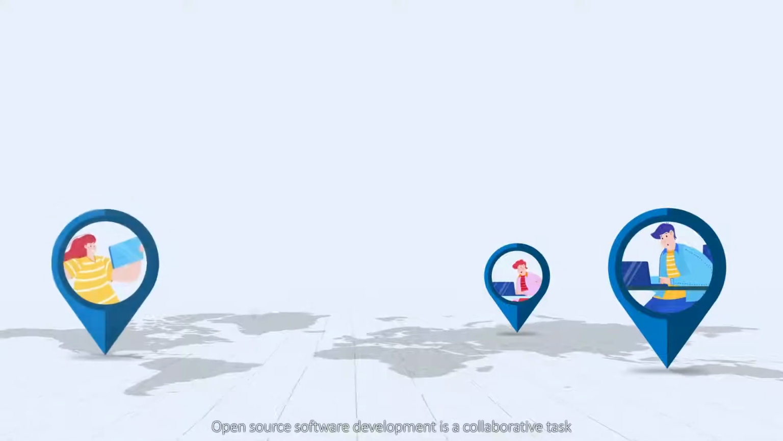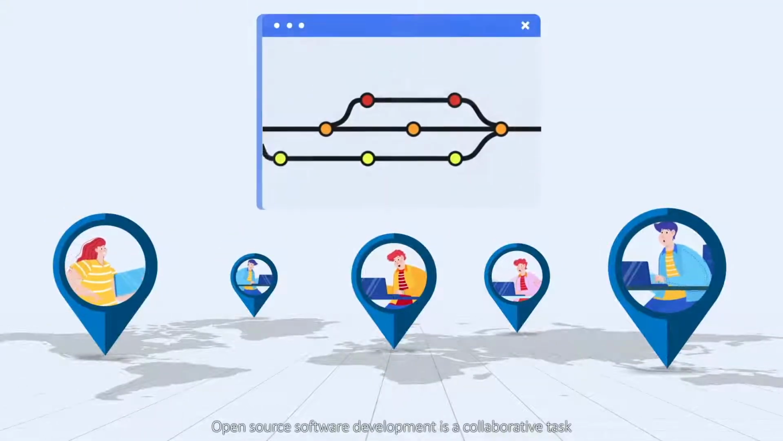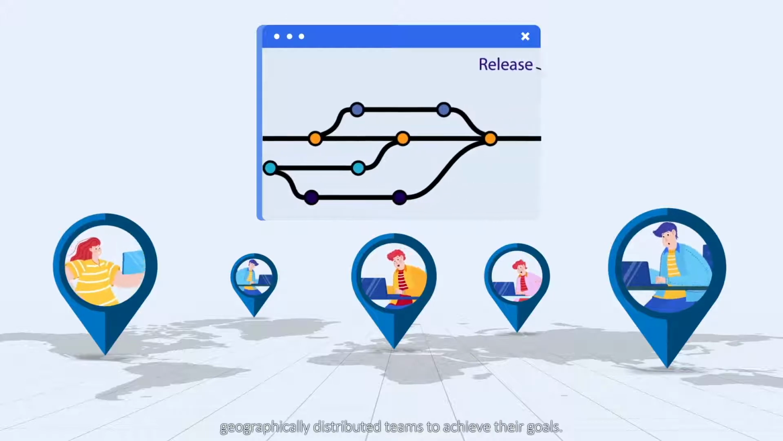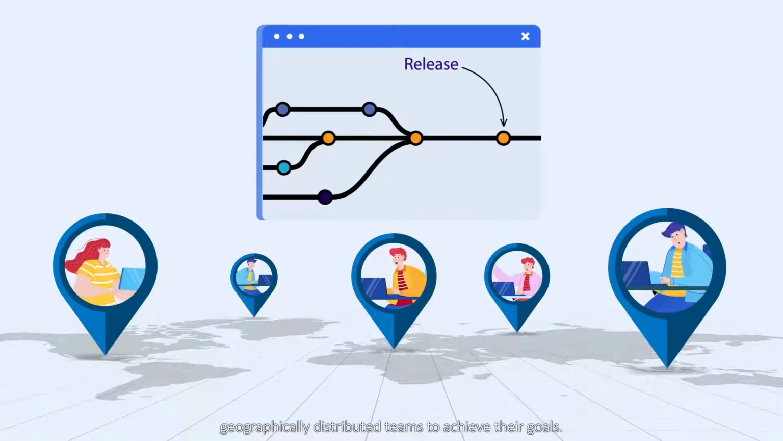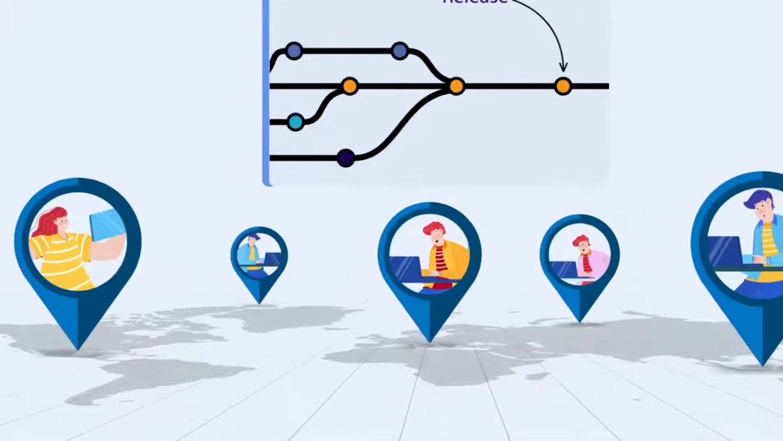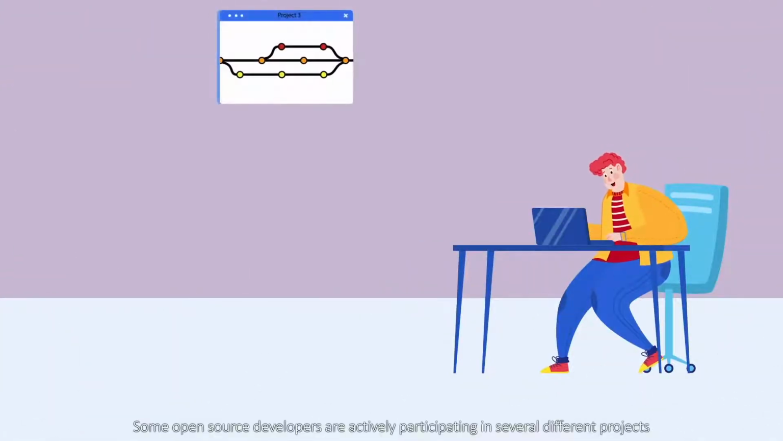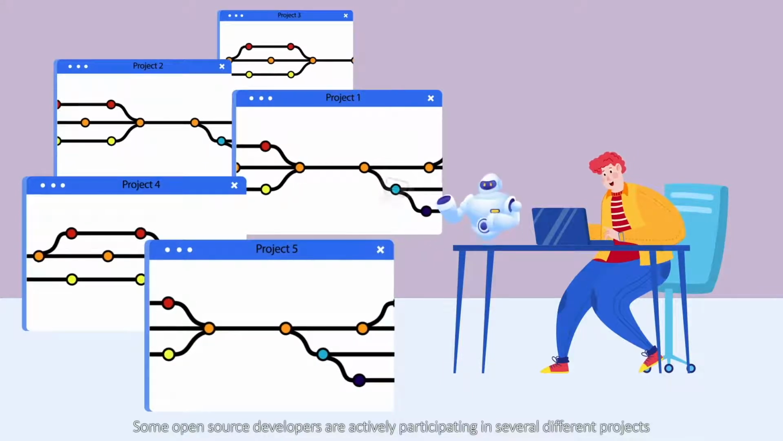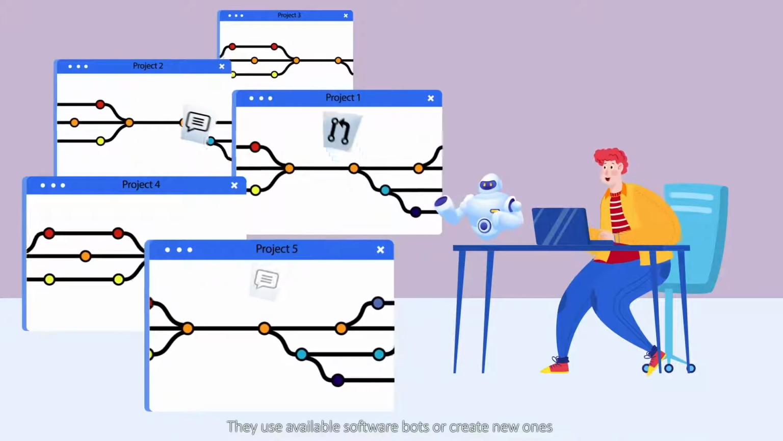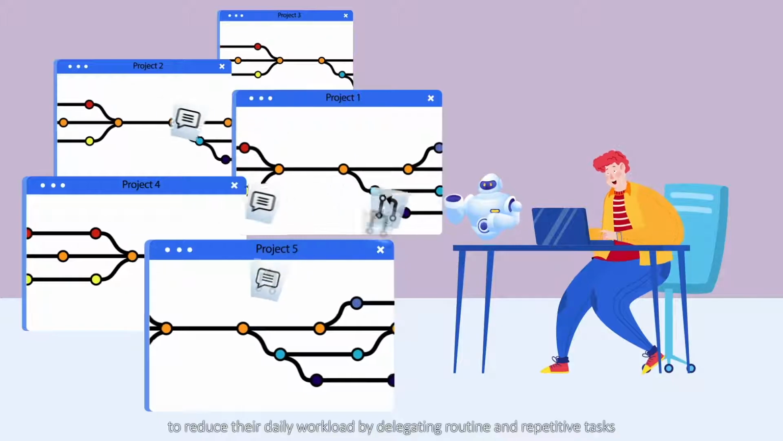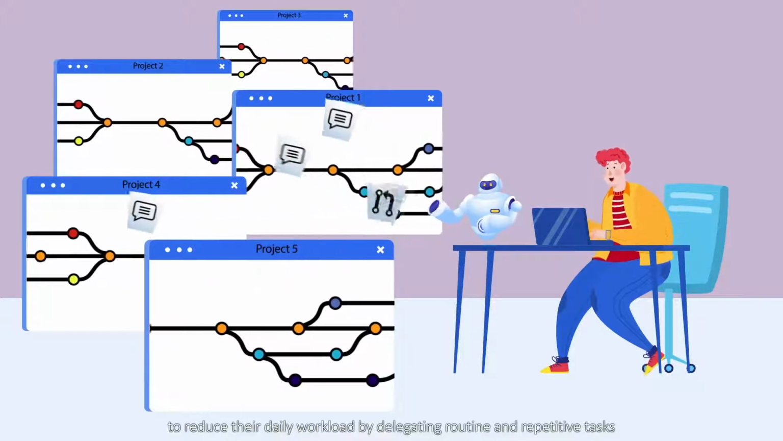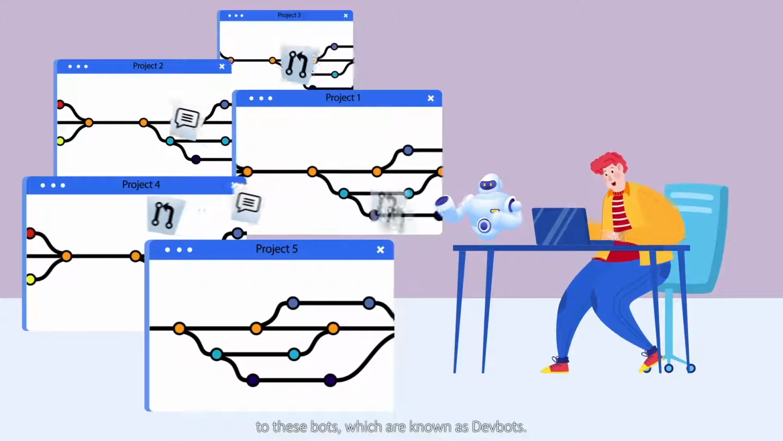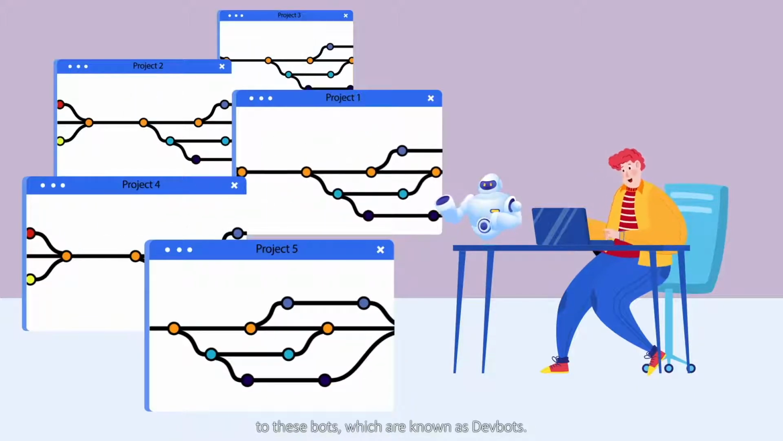Open source software development is a collaborative task, and open source developers work remotely and in geographically distributed teams to achieve their goals. Some open source developers are actively participating in several different projects. They use available software bots or create new ones to reduce their daily workload by delegating routine and repetitive tasks to these bots, which are known as DevBots.